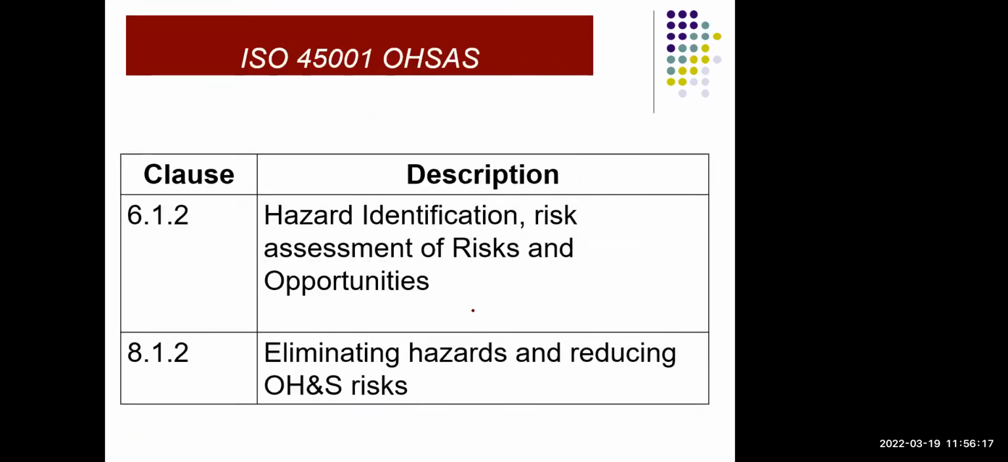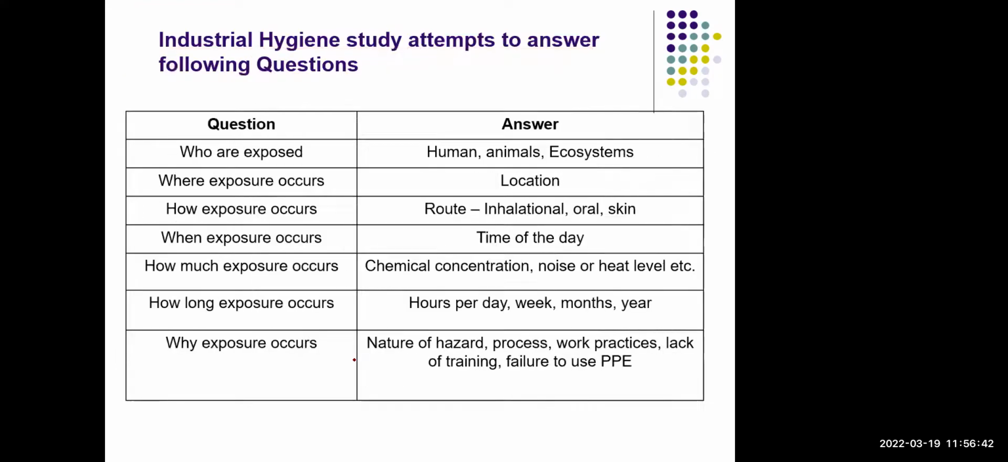So these clauses in ISO 45000 address this. Hazard identification, risk assessment and control is one of the fundamental documents of any workplace hazard control. If it is not there, if you don't know what the hazards are and how much the measurement is, then you won't be able to control it. And clause 8.1 talks about eliminating hazards and reducing OH&S risks.